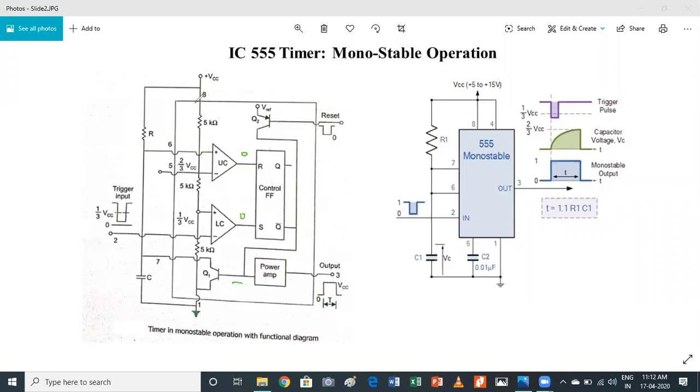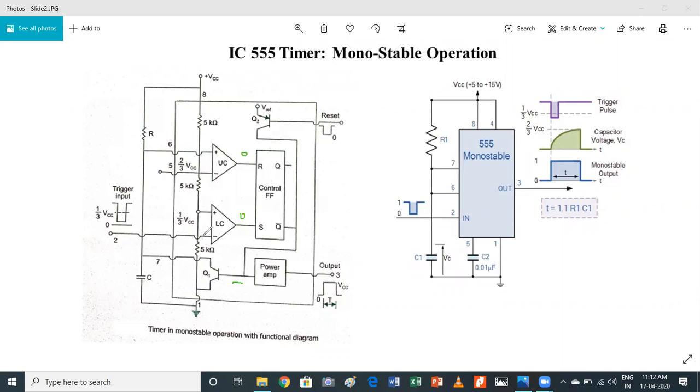Okay, now the supply is applied. So what will happen? Then the input trigger is applied here. Initially the trigger input voltage is greater than 1/3 VCC. That means the comparator input voltage is not less than this 1/3 VCC.